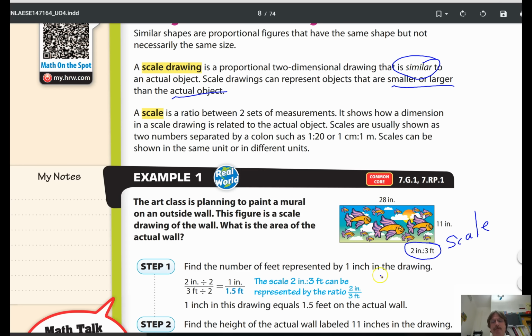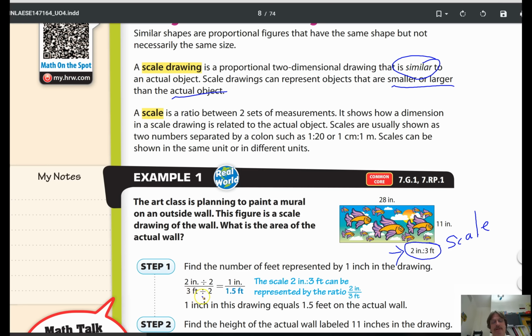But down here, they want to find the number of feet represented by 1 inch in the drawing. So they're talking about this one here. Now don't confuse this with the unit rate, because we have the 1 on top. What they're showing you is they're going to take the 2 inches divided by 2, because they want to know for every 1 inch, how much that is equivalent to in feet.